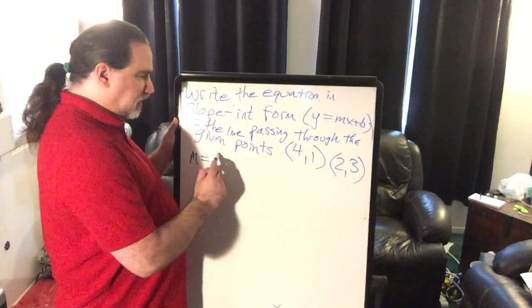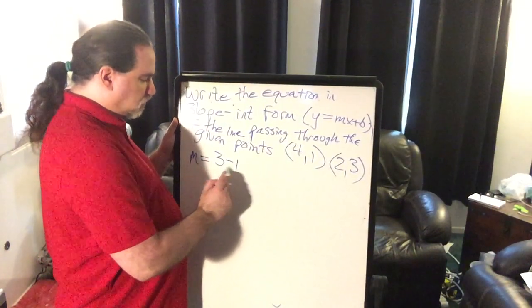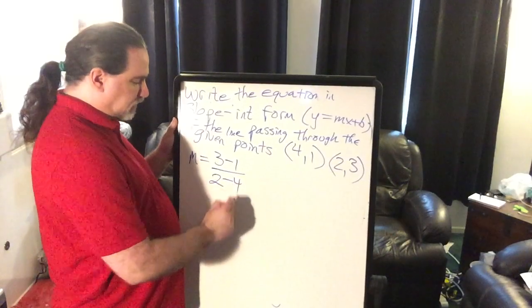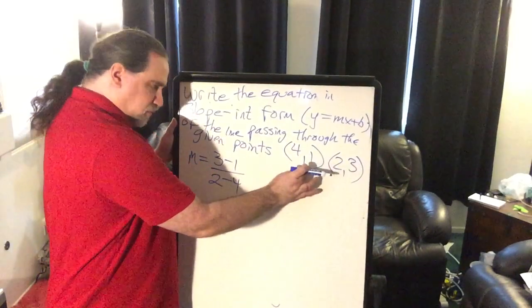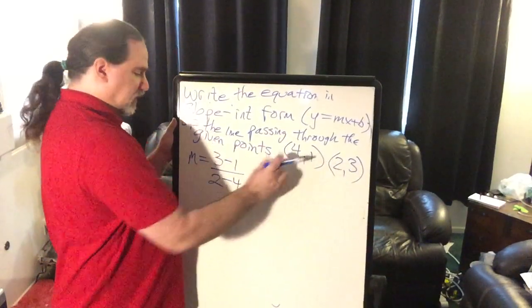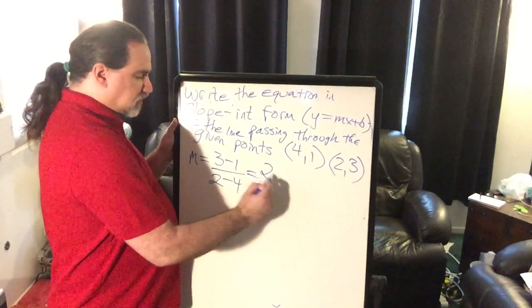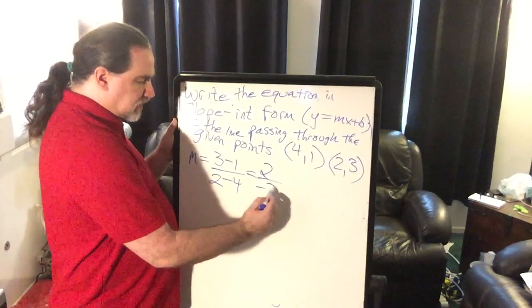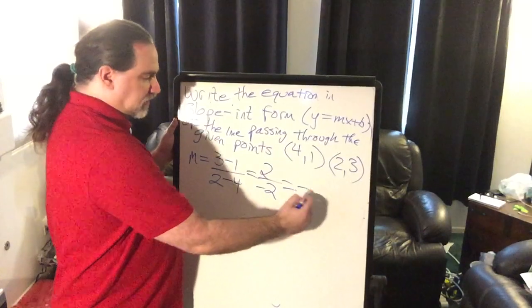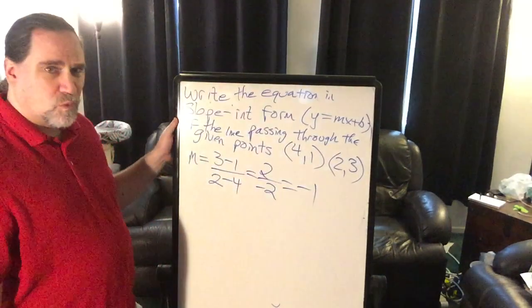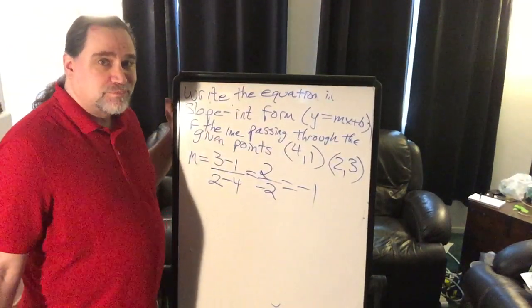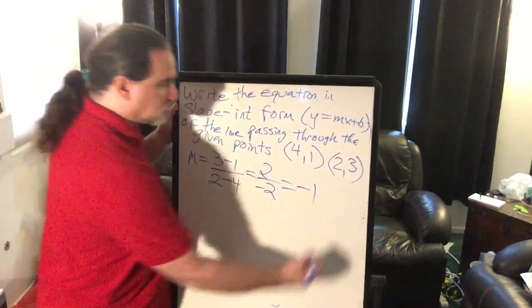So slope is 3 minus 1 over 2 minus 4. y2 minus y1 over x2 minus x1. 3 minus 1 is 2, 2 minus 4 is negative 2, and 2 divided by negative 2 is negative 1. So there's the first part. Got my slope.